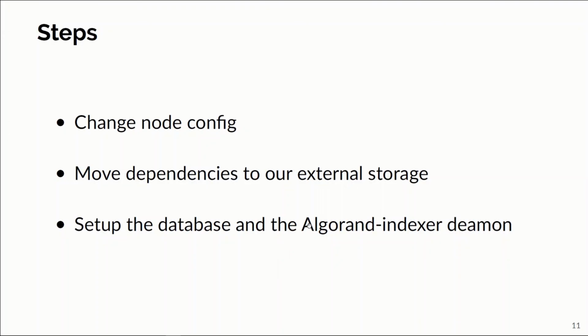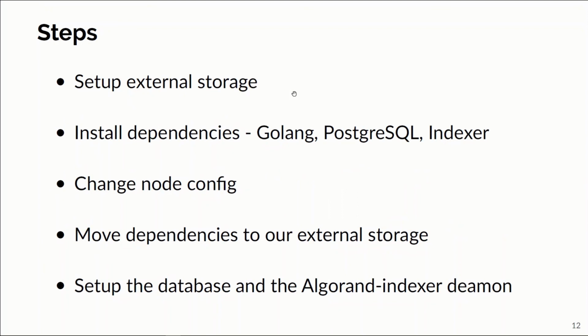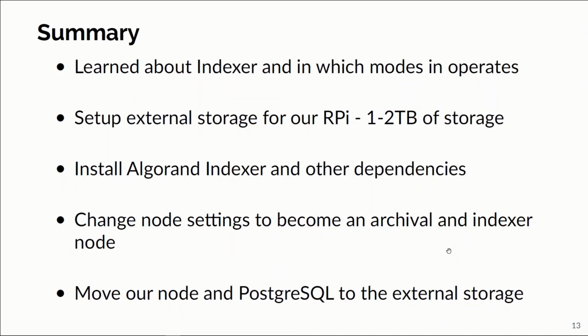So with that, we basically covered all of the parts. We have the external storage setup, we installed all the dependencies, we modified the configuration file, we moved all of the dependencies to our external storage, we set up the database, and also the Algorand Indexer daemon.